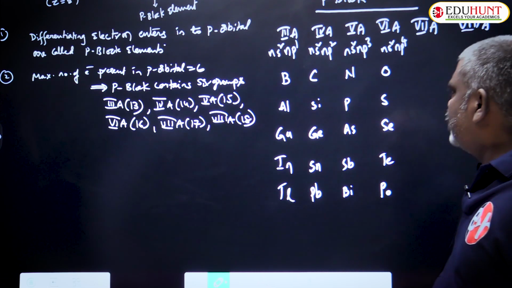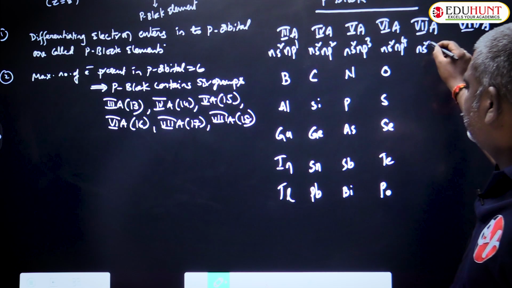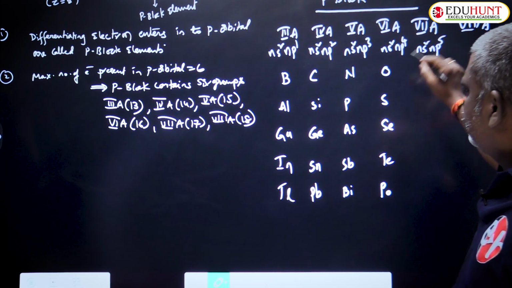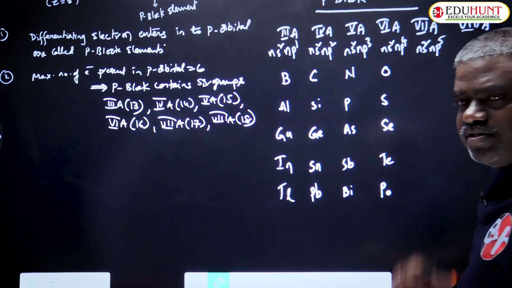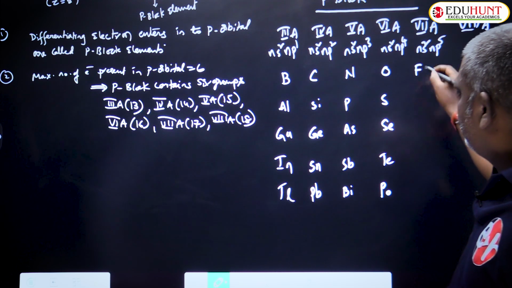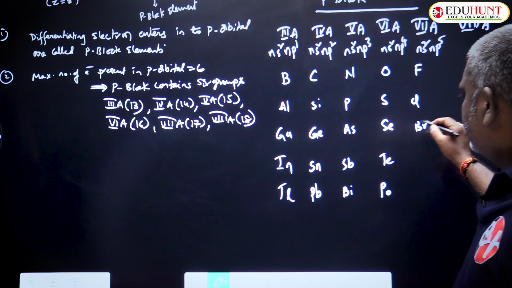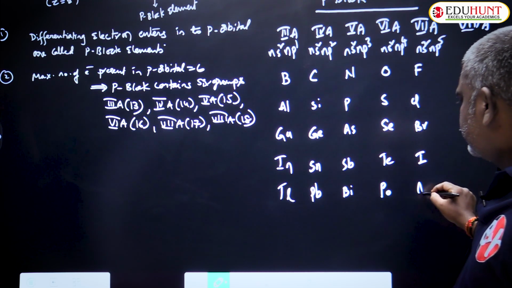And the 7A group elements are ns2 np5. Total number of electrons must be 7. They are fluorine, chlorine, bromine, iodine and astatine.